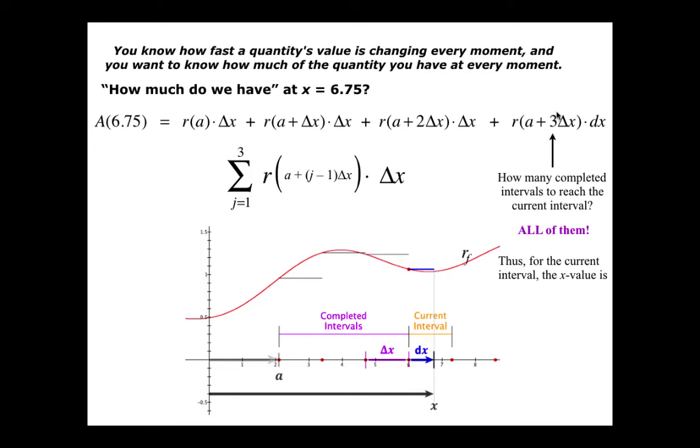So if I want to express this in general, it's not always going to be 3. It's going to be a plus however many complete intervals there are, delta x.